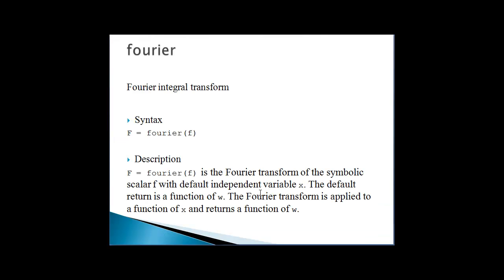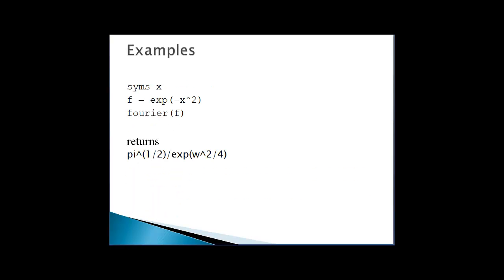Now coming towards the Fourier transform. The syntax used for the Fourier transform is F equal to fourier of f. In the bracket you have to write the function which you want to convert, or write that function equal to f and write here simply f. The Fourier transform is applied to a function of x and returns a function of w.